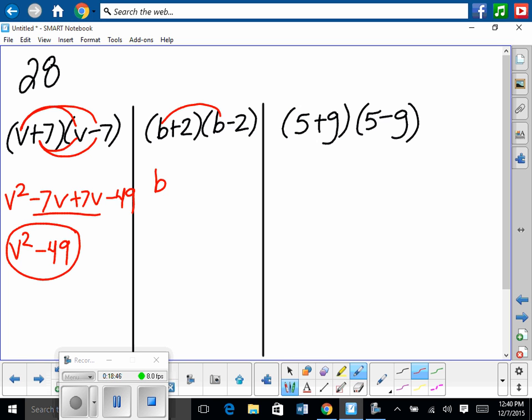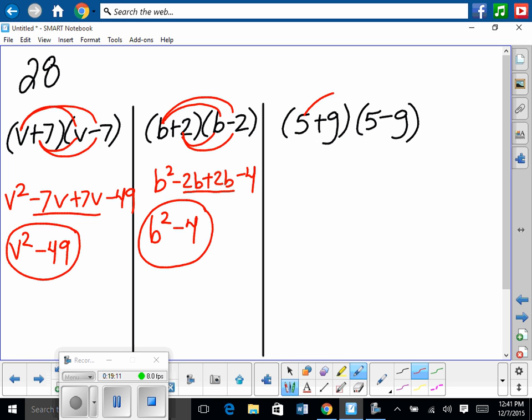Looking at this, we're going to double distribute. Draw your rainbow, don't miss anything. V times V is V squared. V times negative 2 is negative 2V. 2 times V is positive 2V. And then positive 2 times negative 2, don't make any sign errors. It's negative 4. Combine like terms. V squared, our middle terms add up to be 0. It just happened to be that way this time. It won't always happen. And then minus 4.